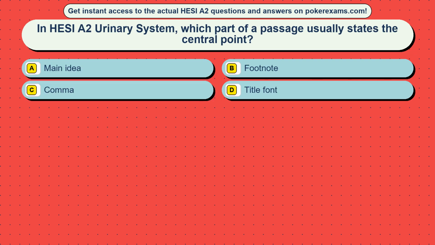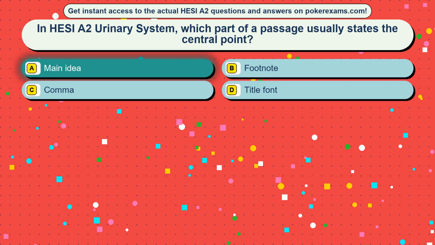Question 13. In HESI A2 urinary system, which part of a passage usually states the central point? Option A, main idea. Option B, footnote. Option C, comma. Option D, title font. The correct answer is option A, main idea.